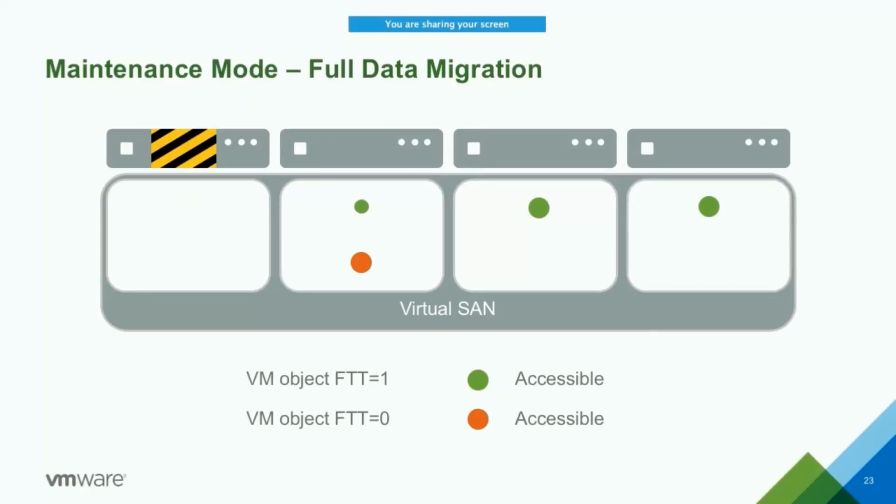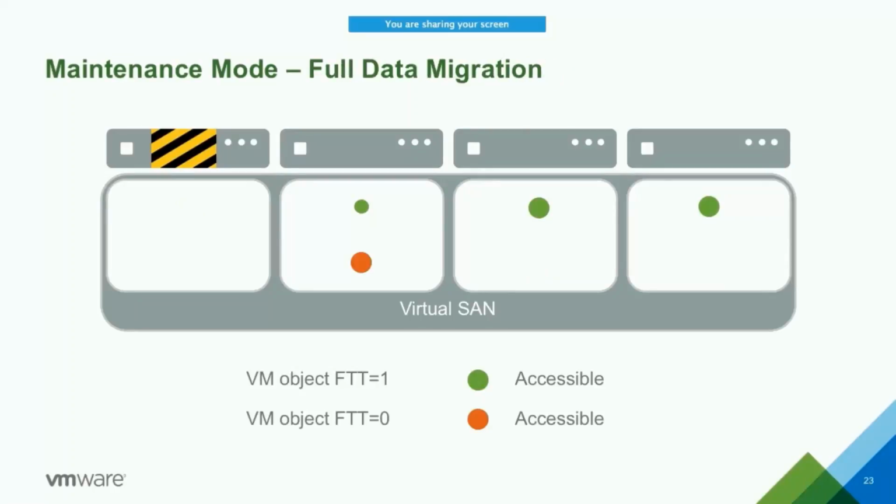This is pretty self-explanatory. In other words, we're just simply going to evacuate all of the data off of that host before we go into maintenance mode. One thing I forgot to mention previously is normally when you use the ensure accessibility option, typically that is for shorter term planned downtime. So again, a host reboot of some sort, maybe you're doing some patching, a firmware upgrade, things along those lines where the host is only going to be down for maybe several minutes or a half hour, something like that, and then it'll be back online.